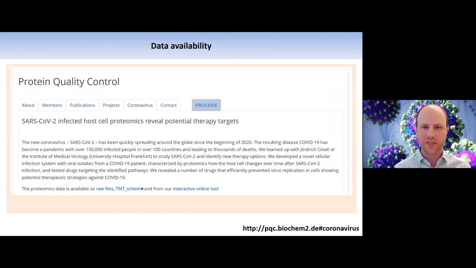And just a short disclaimer, and I think this is something that's become really important in the times of Corona. All the data that I'm showing to you now is in a published paper, but I also try to make sure that people have very easy access to the data. So I put up this special section on my website where you can find the raw files, the labeling schemes, and so on. In the paper we also put supplementary tables with all the proteins, but I also set up a simple interactive online tool where you can just type in the gene name or protein name of interest, and you can see what were the changes that we measured.